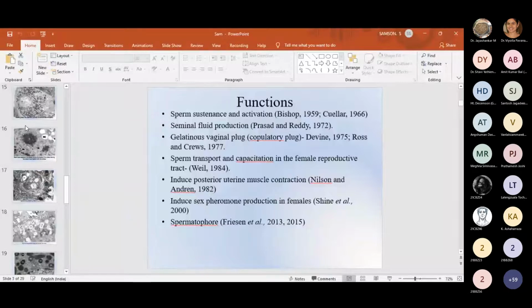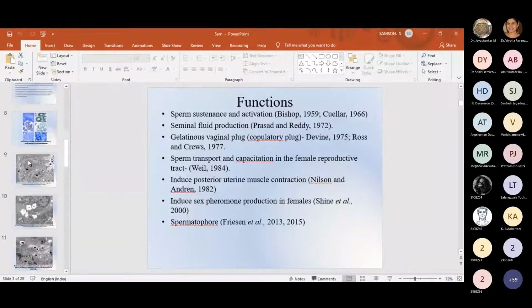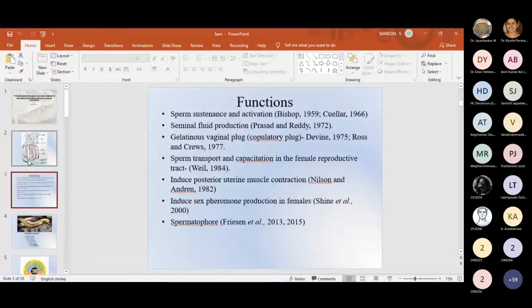So understanding this gives us inputs about the complex nature of the biology of reproduction in reptiles.